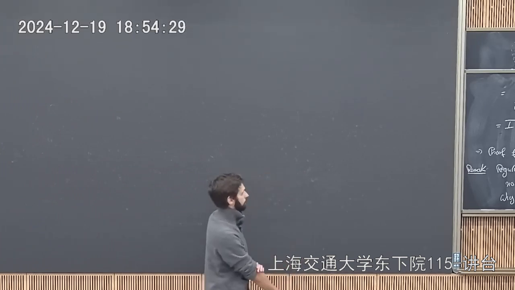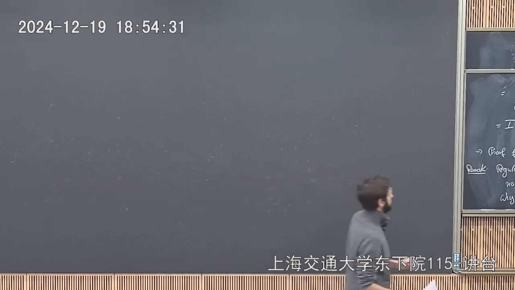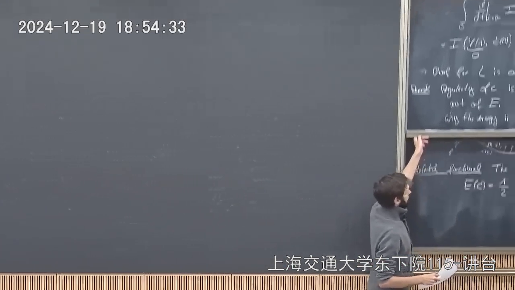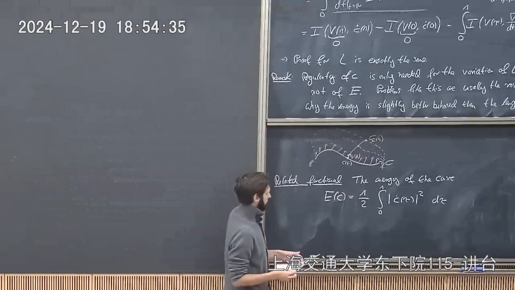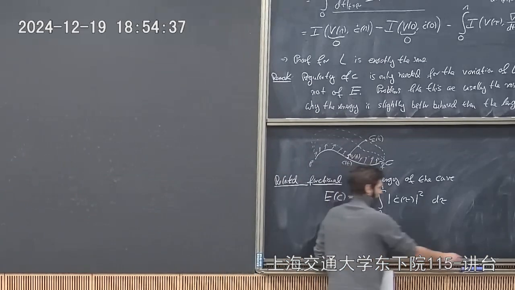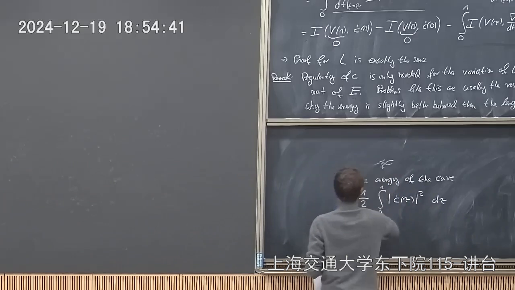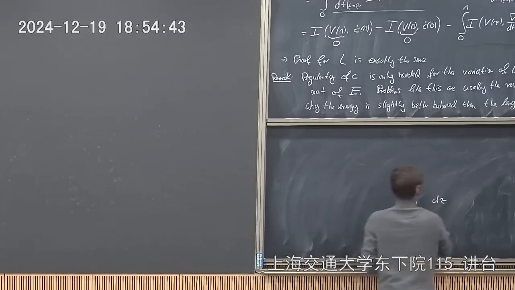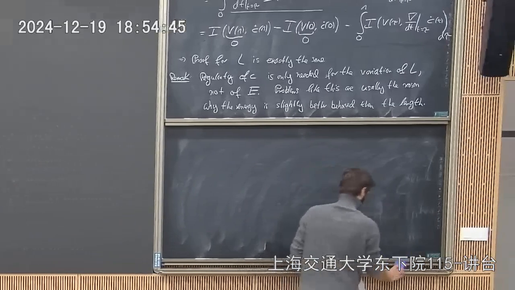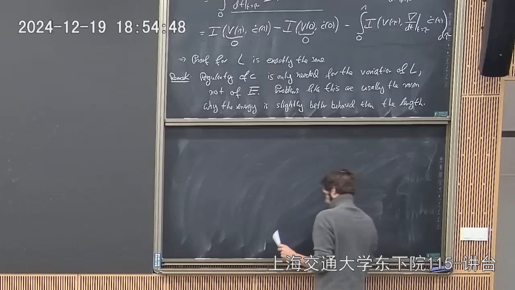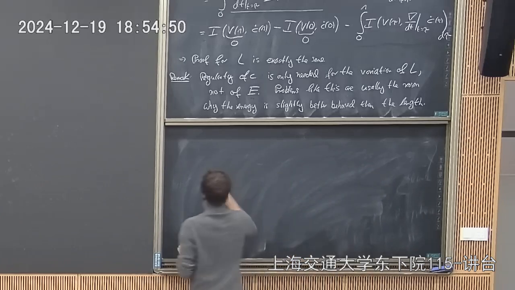Okay, so let's come back to our original motivation, which was this question: when is the variation of the length actually zero, and what is the connection with geodesics there? And that's the following big theorem.